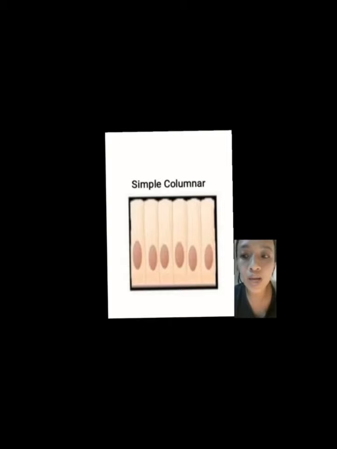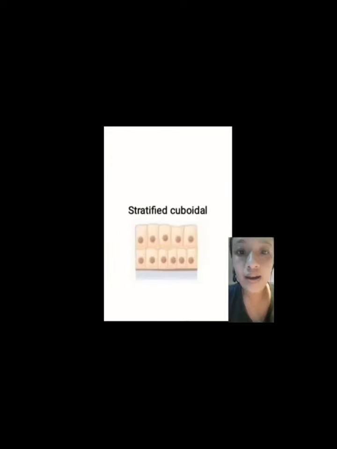Simple columnar epithelium. The main locations of ciliated tissue are the bronchi, uterine tube, and the uterus, and non-ciliated tissue is in the digestive tract and bladder. The main function is that it absorbs and also secretes mucus and enzymes.